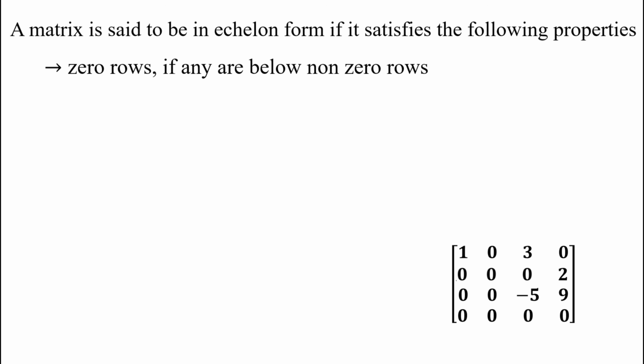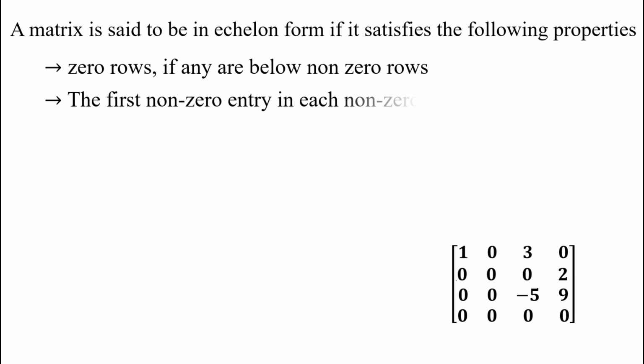The first non-zero entry in each row is 1, which is optional. For the first row, first non-zero entry is 1. For the second row, the first non-zero entry is 2, which can be easily made as 1 by dividing R2 by 2. For the third row, first non-zero entry is -5. Fourth row is a zero row.